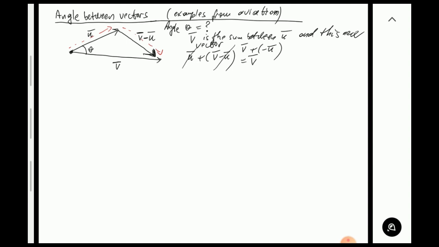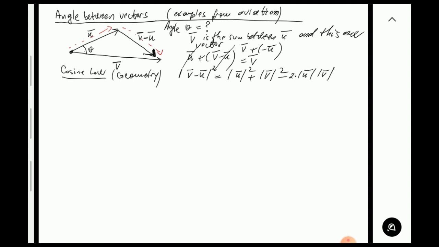Okay, and let's now use a theorem from geometry, which is called the cosine law. That comes from geometry. You don't need to memorize it, which states that the magnitude of the side opposite to theta squared, so the magnitude of V minus U squared, is going to be the sum of the squares of the magnitudes of the other sides minus 2 times the magnitude of U, magnitude of V, and cosine theta, cosine of the angle between them.